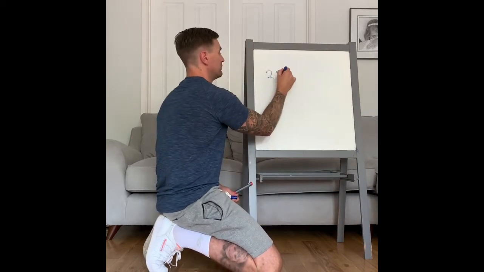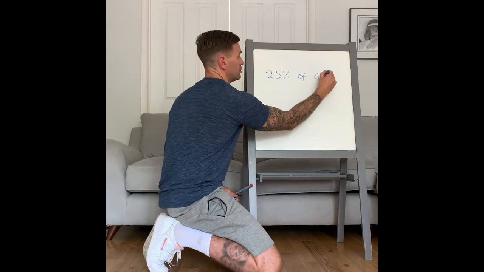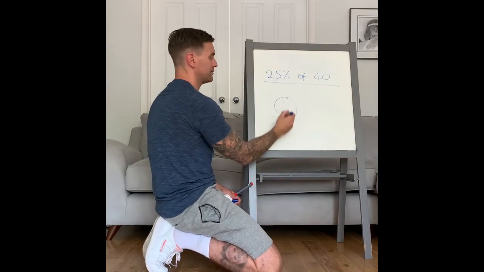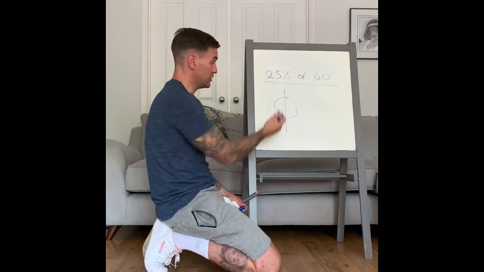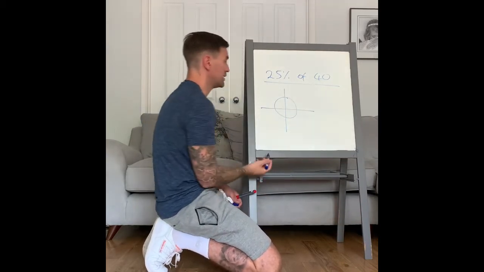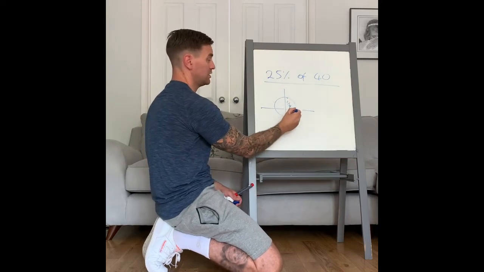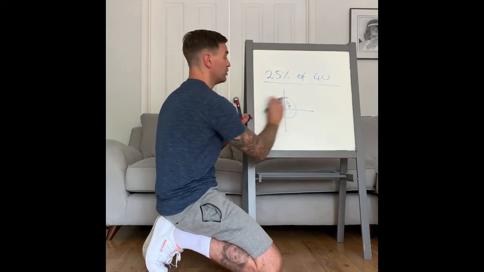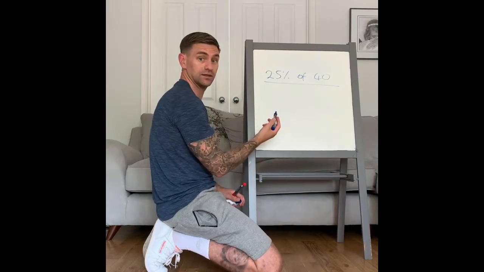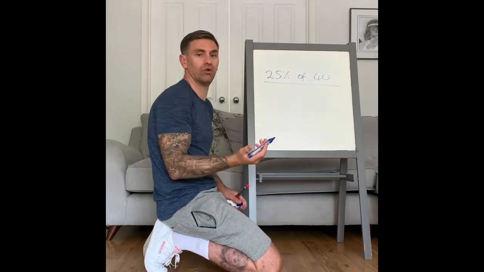25% of 40. So hopefully we know if we've got a whole cake, when you half it, 50% means you divide by 2. To find 25%, which is a quarter, you divide by 4. So all I've got to do is, two options. You can divide this by 4. So 40 divided by 4 is 10.